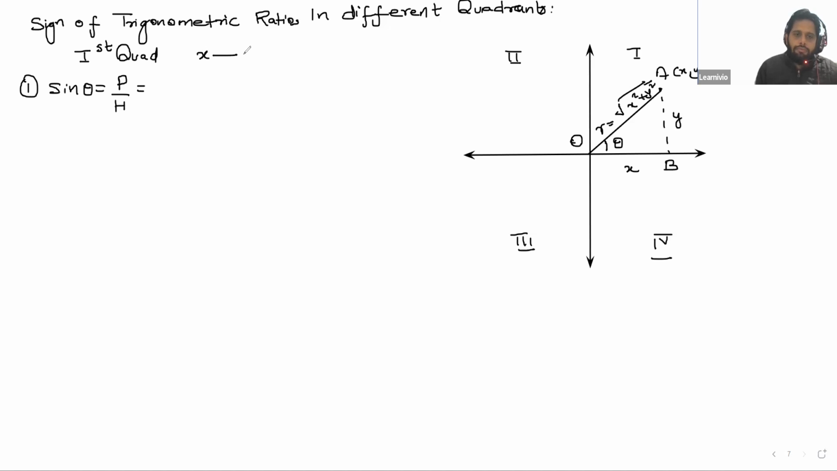Now in this case, Noma, in the first quadrant, can you tell me, is x positive or negative? So, positive. Why? Because all are positive. Y is also positive, very good. P by h. So in this case, what is perpendicular?